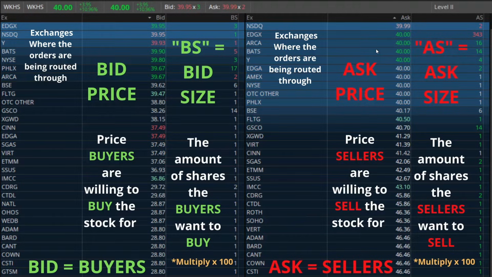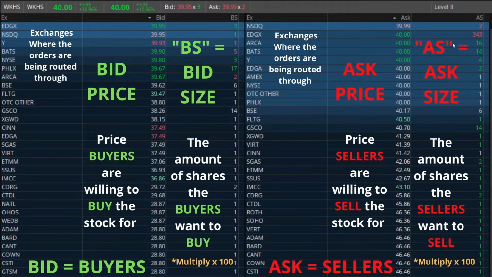That's the price the sellers are willing to sell the stock for. And the AS is the ask size on this column, which is the amount of shares the sellers want to sell. You have to multiply it by 100. So you have 200 sellers, or someone or multiple people looking to sell 200 shares at $39.99.